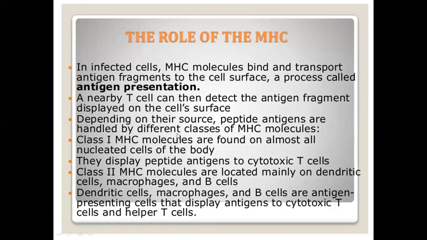Class 1 MHC molecules are found in almost all the nucleated cells of the body. They display peptide antigens to the cytotoxic T cells. Class 2 MHC molecules are located mainly on the dendritic cells, macrophages, and B cells. These dendritic cells, macrophages, and B cells are also known as antigen presenting cells, which display the antigen to the T cells as well as the helper T cells.